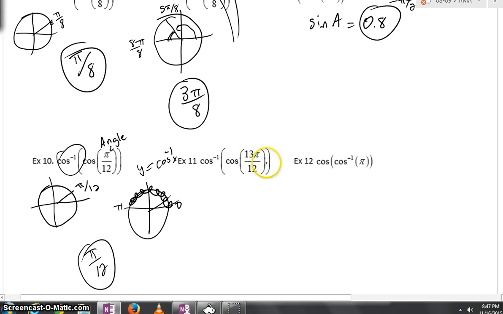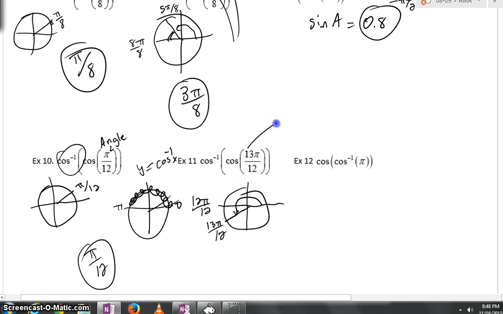Taking a look at a very similar problem, 13 pi over 12. 13 pi over 12 is an angle that's going to go into the third quadrant. 13 pi over 12 is a little bit bigger than 1 pi, which is 12 twelfths. And we already know that inverse cosine only gives angles between 0 and pi, in the first and in the second quadrant. You won't be able to have an answer of 13 pi over 12. So what we have to be careful about is how to get this proper angle.